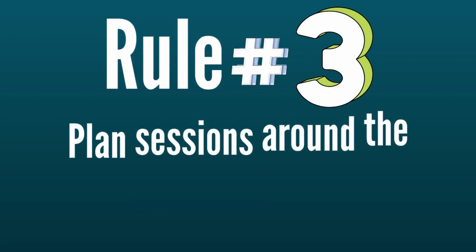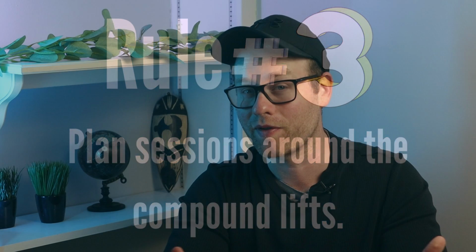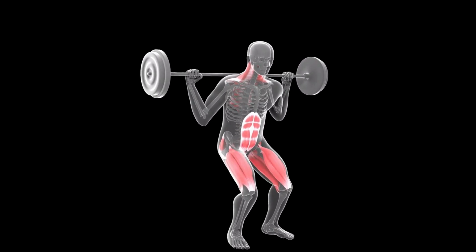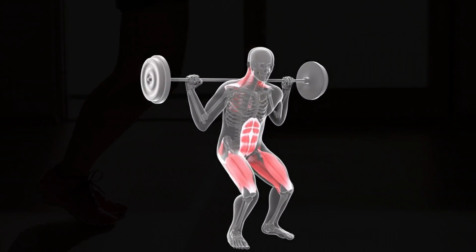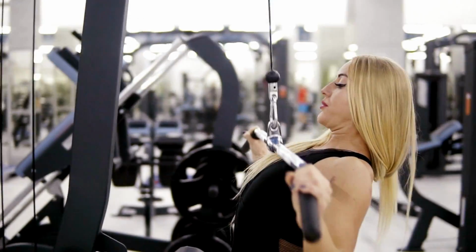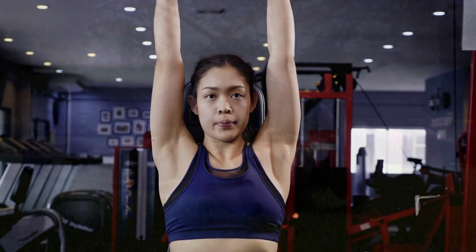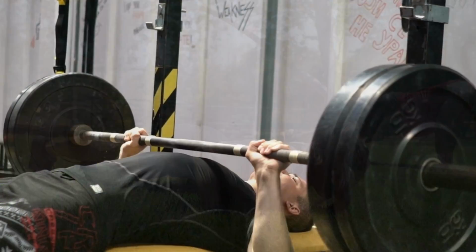I'm probably not going to spend too much time talking about my next rule because I've covered it a lot on this channel already. That said, my next programming rule is to plan sessions around the compound lifts. Unless injury prevents it, in any given week, I'm going to have my clients do some knee dominant lower body compound exercises like squats and lunges, some hip hinging exercises like deadlifts, some vertical pulling exercises like lat pull downs, some horizontal pulling moves like rows, some overhead pressing, and also some horizontal pressing like push-ups or the bench press.